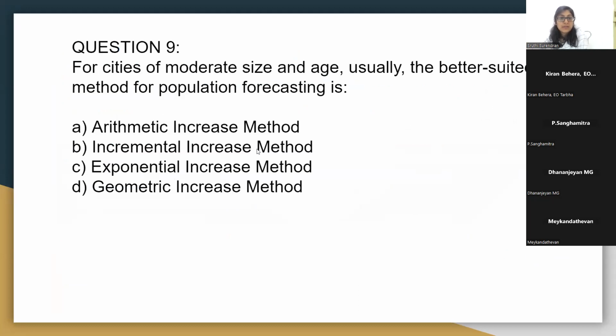So 9th question: for cities of moderate size and age, the better suited method for population forecasting is. Here they've given 4 methods of population forecasting: arithmetic increase method, incremental increase method, exponential increase method, geometric increase method. Which out of these is best suited for moderate size and age?